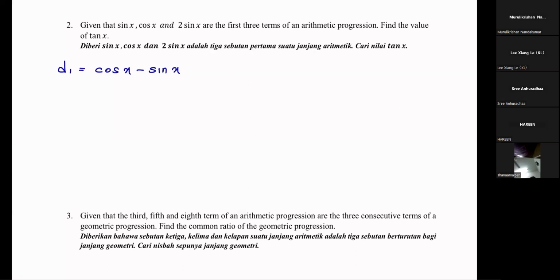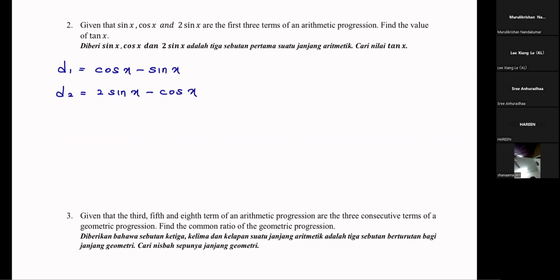So what's your D2? 2 sine x minus cos x. Faham kan? Siapa yang tak faham? Faham tak dua ni? So this is your D. Because arithmetic progression will have the equal D. So my D1 and D2 should be equal, right?